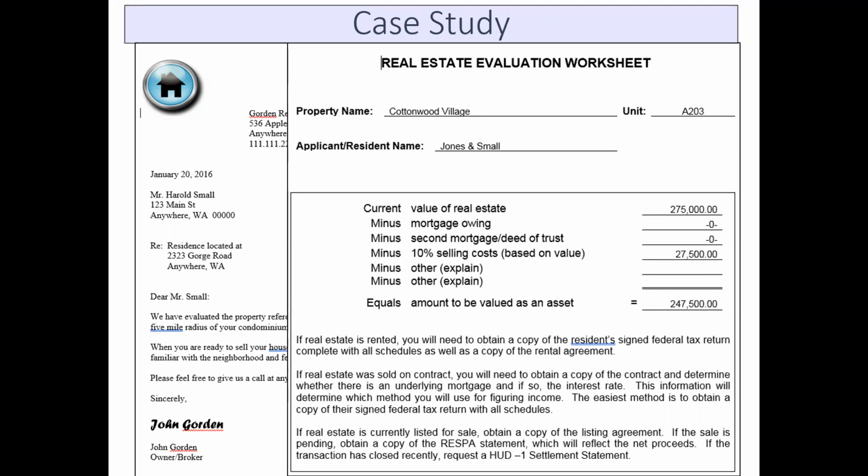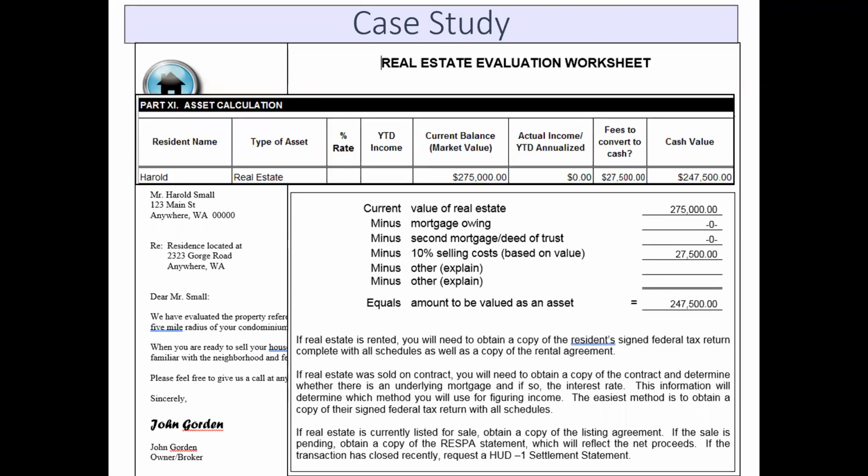Sometimes there's other things that you would subtract out, like if somebody had a home equity loan as well, if when they were going to sell it, they were going to need major upgrades to the house, or if there was a system that needed to be fixed and they had some sort of documentation of that, then you could subtract that as well. So the actual amount that Harold would expect to receive, around $247,000 from the house. And this is how that would look on the HEC. So no interest rate, no income expected from the house. We have the balance, we have the fees to convert to cash, and that gives us our cash value to the right.